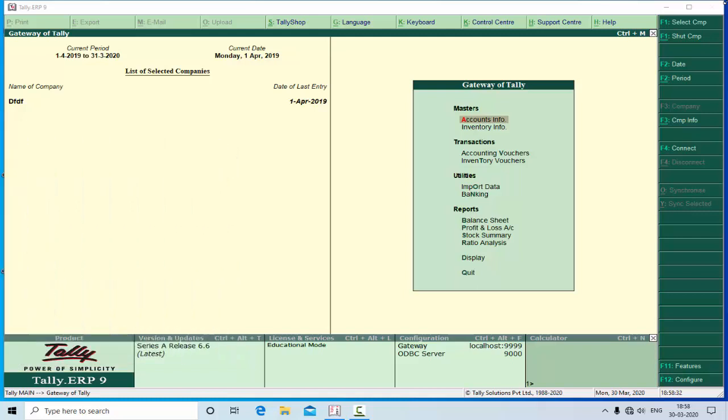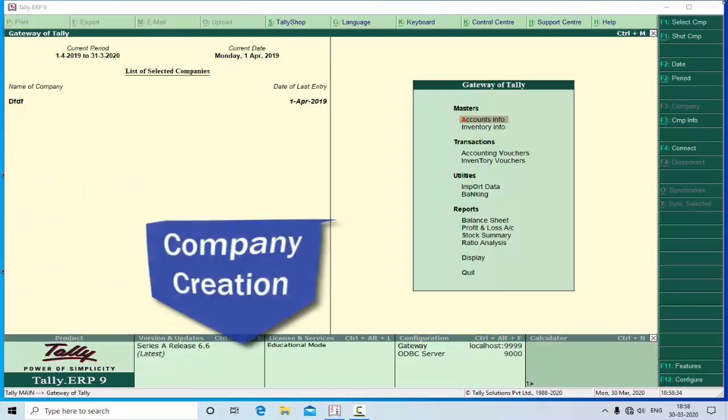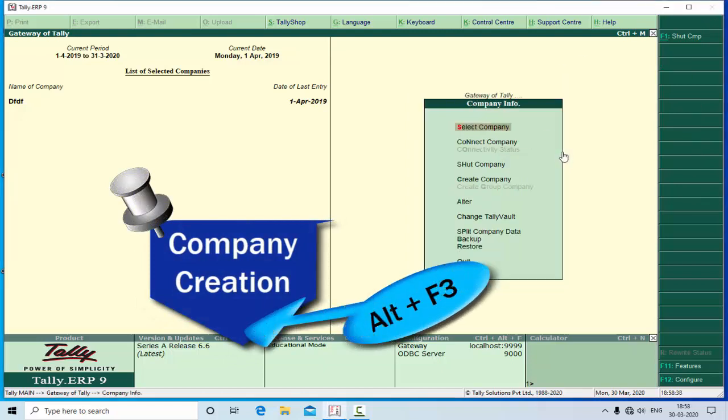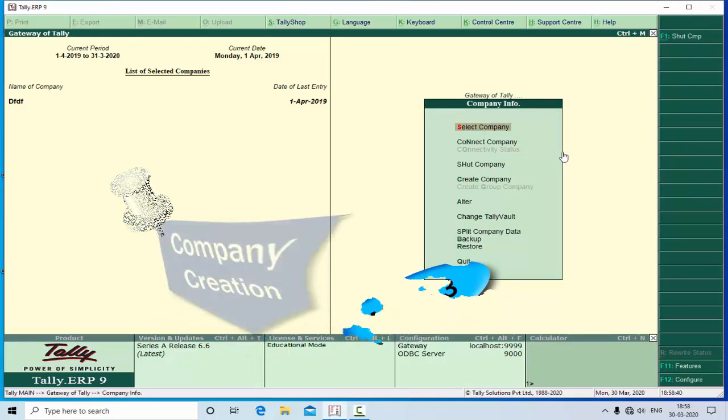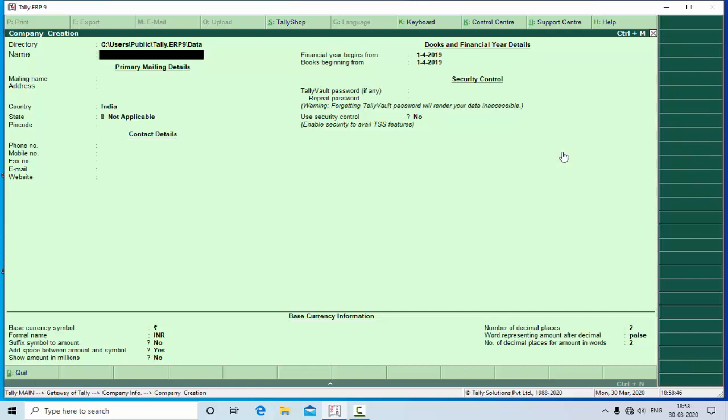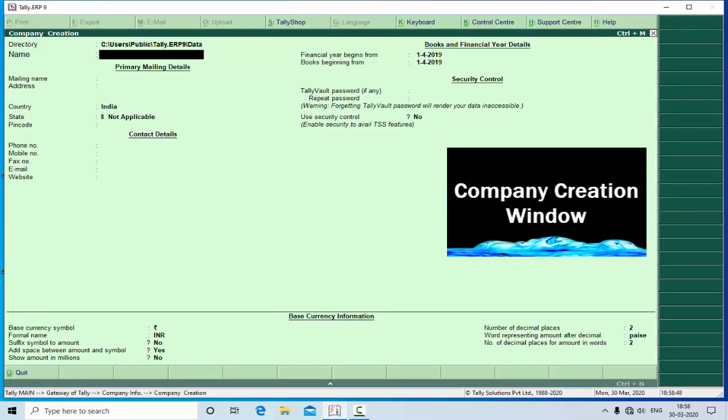Just press Alt F3 to create the company from your keyboard. When you press Alt F3, you will see company info on your screen. Then click on the option create company and enter the information of the company here, like the name of the company, Raj Trading.